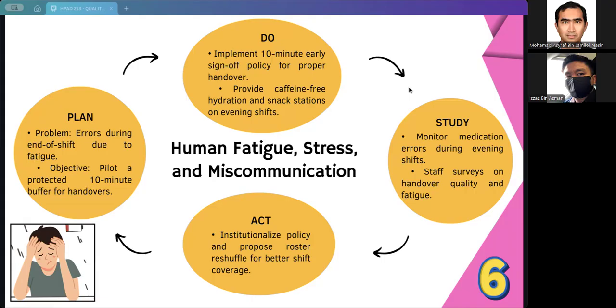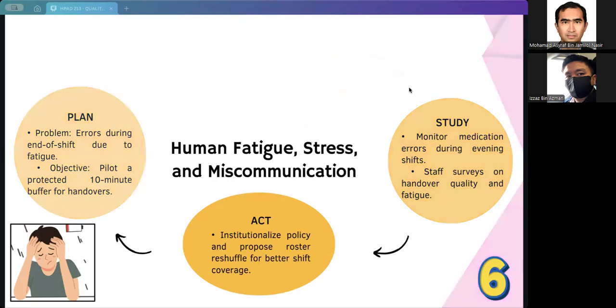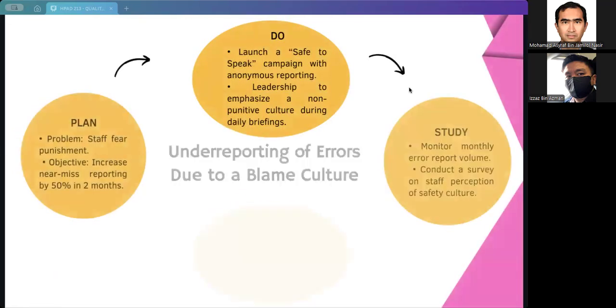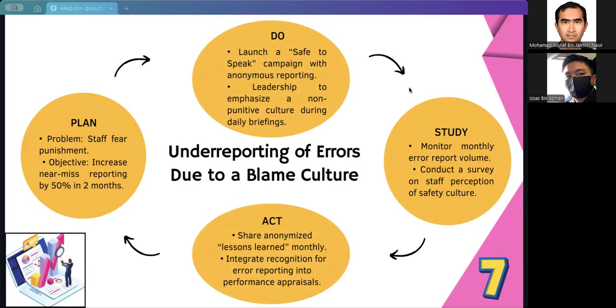And finally, as we move to the act phase, we aim to institutionalize this new policy and even propose a roster shuffle for better shift coverage to ensure our staff are well supported. On the seventh root cause to be addressed, underreporting of errors due to a blame culture.